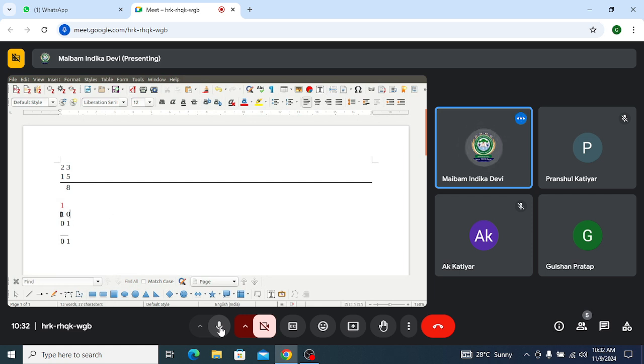So what will you do? The normal question is 1 minus 0. 1 minus 0, what do you get? 1 minus 0 is 1. For this one, 1 minus 0 is 1. This one again, since you have already the borrowed 1, again you will subtract from this 1. 1 minus 1 equals 0. This 0 is what you are writing out here. Clear? Okay, ma'am. Understood? Yes, ma'am.